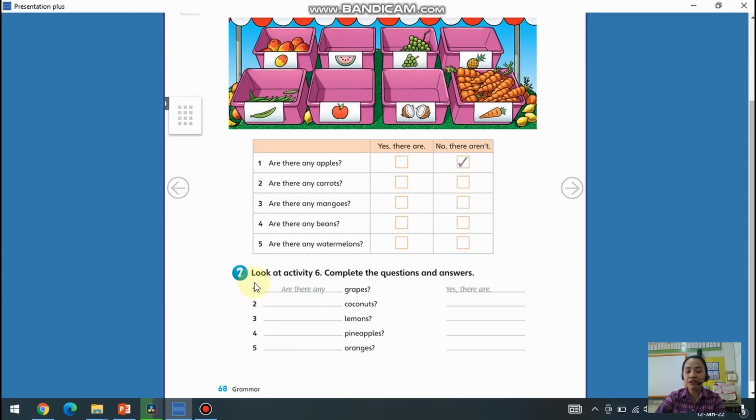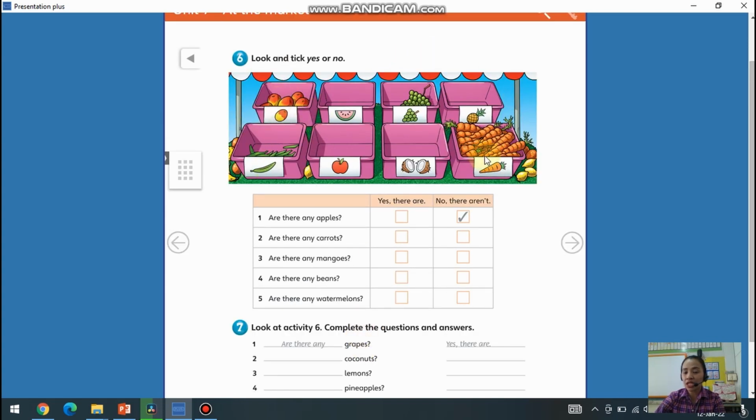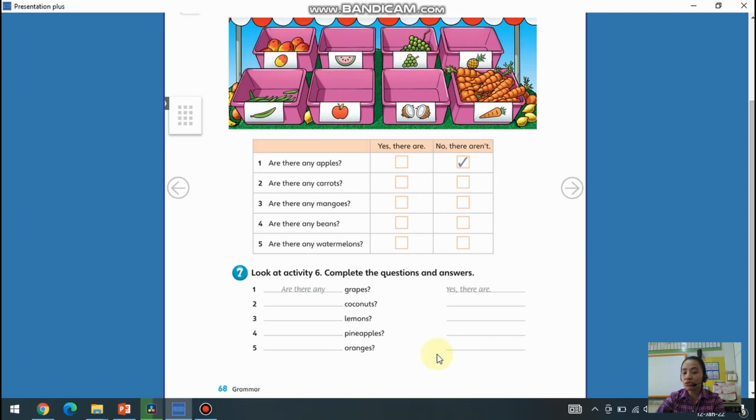So next, number 7, look at activity 6, complete the question and answer. Here you're going to make a question and then answer yes or no by looking at the picture in number 6. Number 1 example, are there any grapes? Yes, there are. Number 2, you're going to write, are there any coconuts? No, there aren't. So you need to write the question and then write the correct answer.